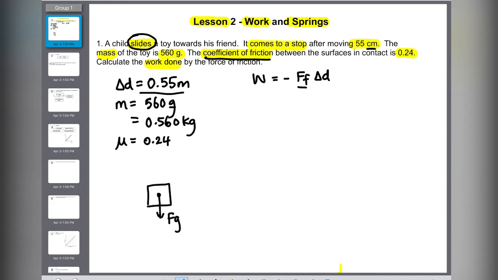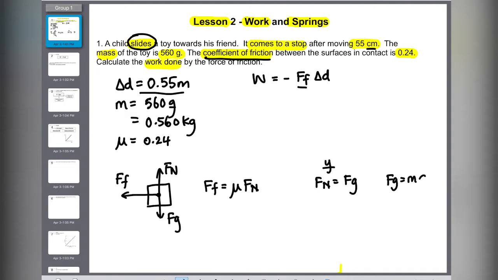I know that there is Fg and Fn always on the picture. It's sitting on the surface and there is force of friction that's acting this way. And if you remember the equation for force of friction from unit 1, it's mu Fn. And how do I calculate Fn? I need to study the y direction. Fn equals your Fg. And all these things you need to remember. Do you remember how to calculate Fg? Fg is mass times 9.8.